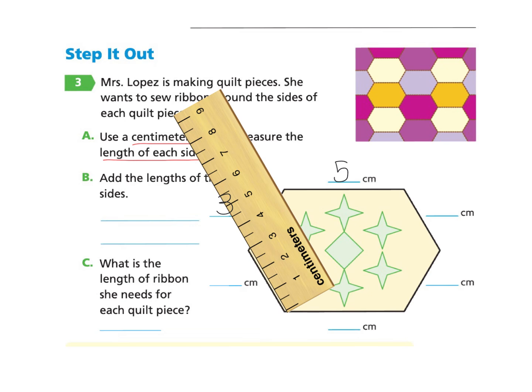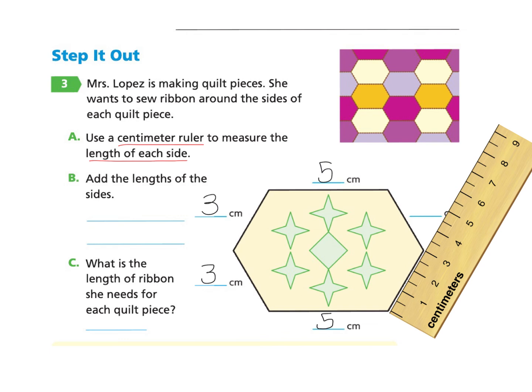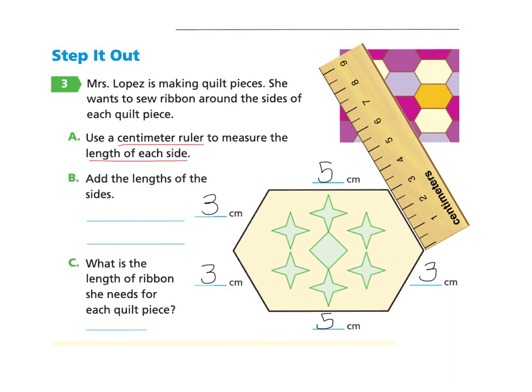Now let's measure the next side. You should find that this side is also 3 centimeters. Now we will measure the bottom length, which we find to be 5 centimeters. So we will write that in. And then we will measure the next side, which we also find will be 3 centimeters, just like the other sides were. So we will write in 3 centimeters, and then we will measure the final side, which we also find to be 3 centimeters.